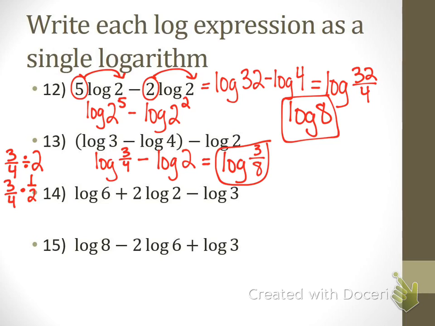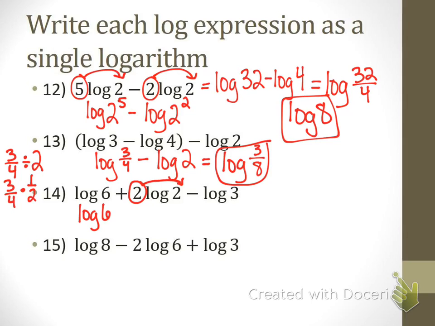All right, on to 14. Which property should we apply first? The power property. We got to deal with powers first. So where do we apply the power property? Log of 2. So 2 times log of 2. This 2 that was out in front goes where? Not in front of the other 2, but as an exponent or power on that other 2.